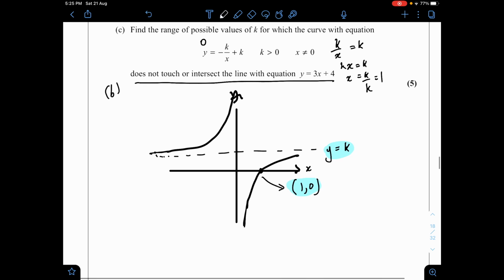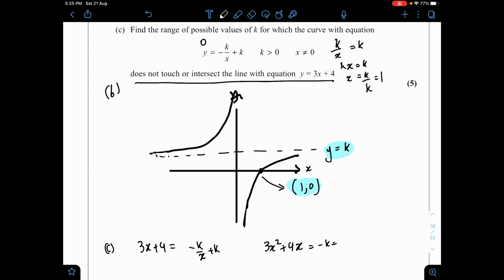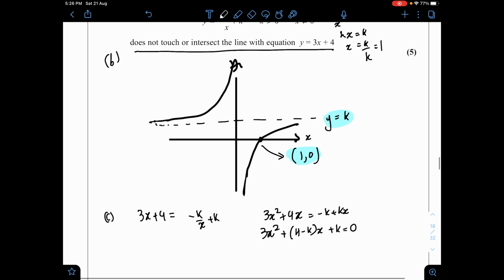So part C. We have 3x plus 4 equals minus k over x plus k. So we can multiply everything by x. That will be 3x squared plus 4x equals minus k plus kx. So we move everything to one side: 3x squared plus (4 minus k)x, taking x as a factor, plus k equals 0.